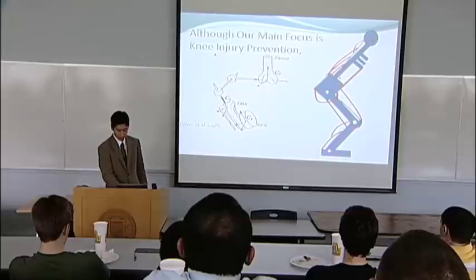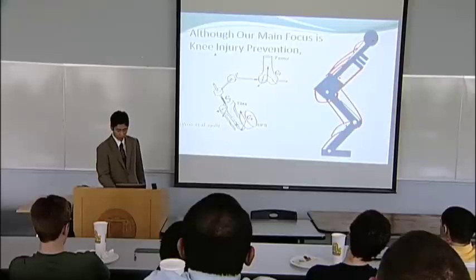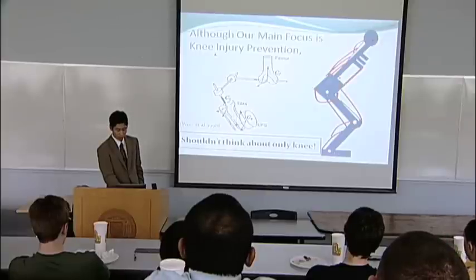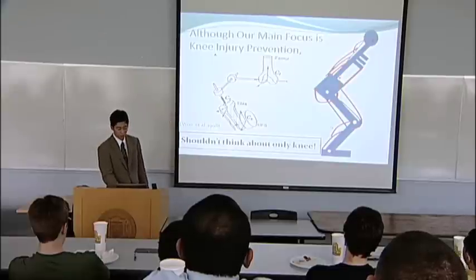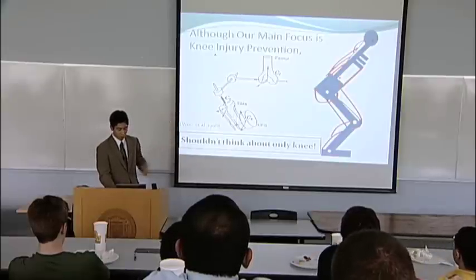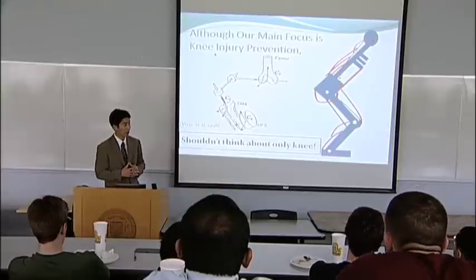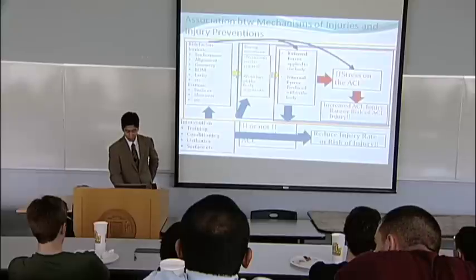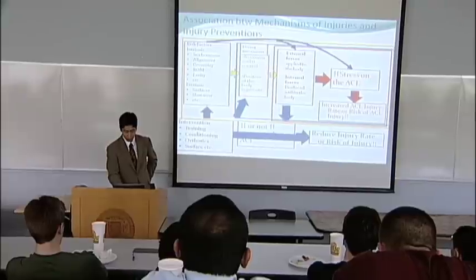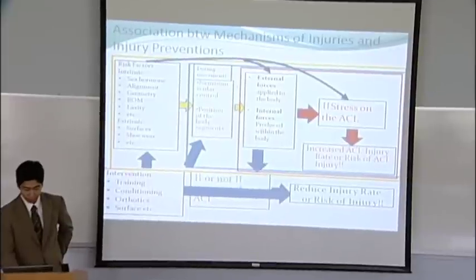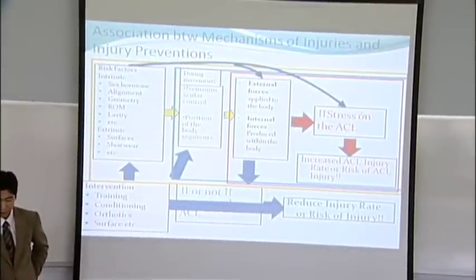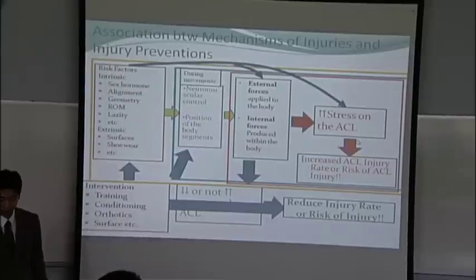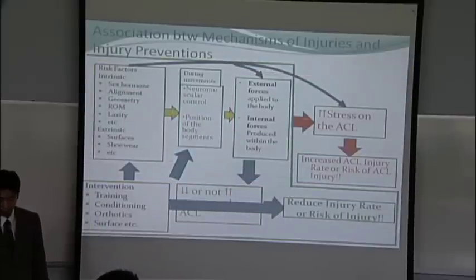So if you think about a simple model like this, the knee is in between the hip joint, the ankle joint, and also the trunk and many other body segments. So we shouldn't think about only the knees. What we do is actually not focusing only on the knees. Probably Eric is mainly focusing on this part, and I'm focusing on this part, from risk factors here, and I don't have the capacity to examine the stress on the ACL, those kinds of things. So that's why our collaboration happened. And I also want to focus on this part too.